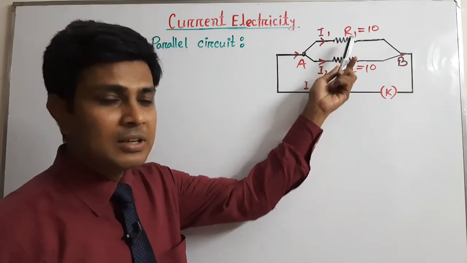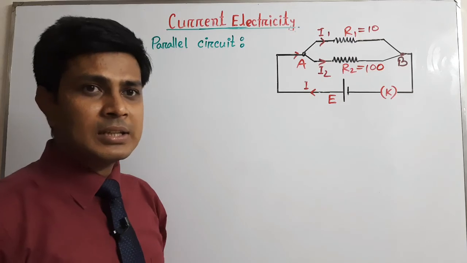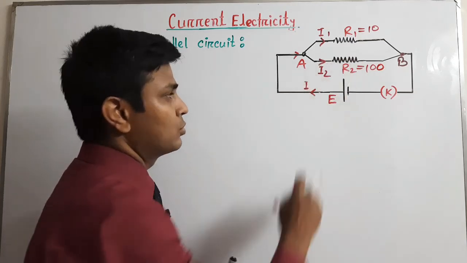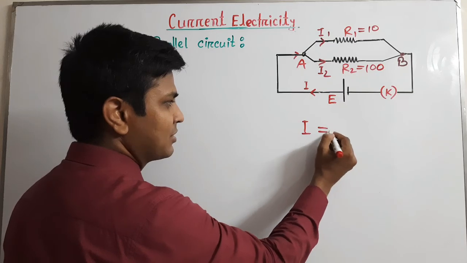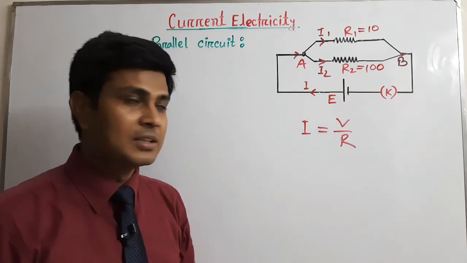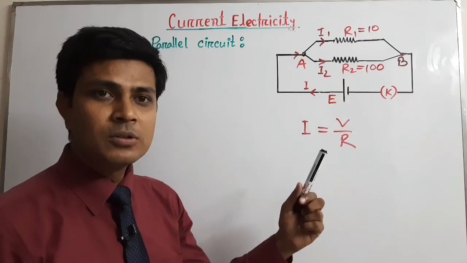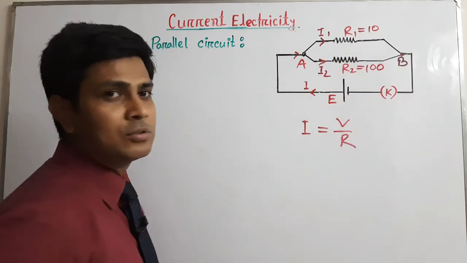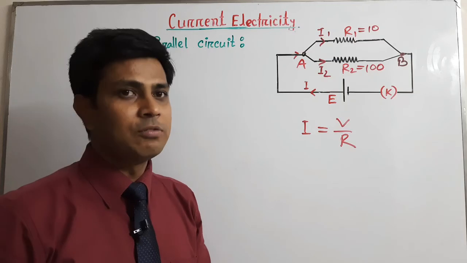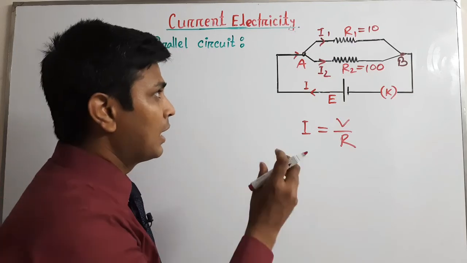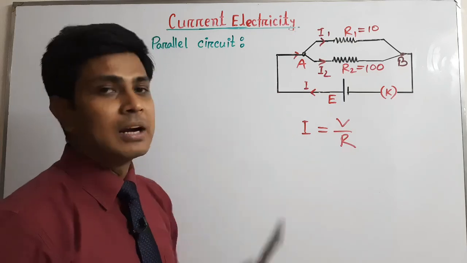But if we consider the resistance of the second one, this one is greater, then the less amount of current will flow through the second resistance, because we know current is inversely proportional to the resistance. In the second component here, the resistance is more, so less amount of current will flow through the second resistance, and in the first resistance more amount of current will flow. And if we add these two branch currents, then we will get the main current.